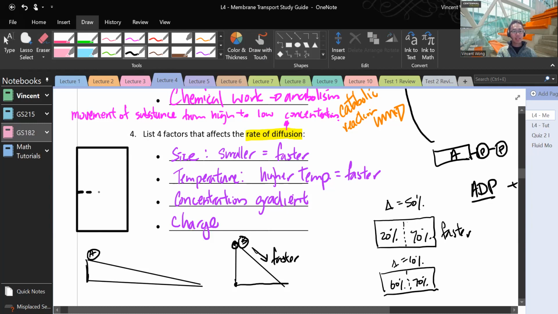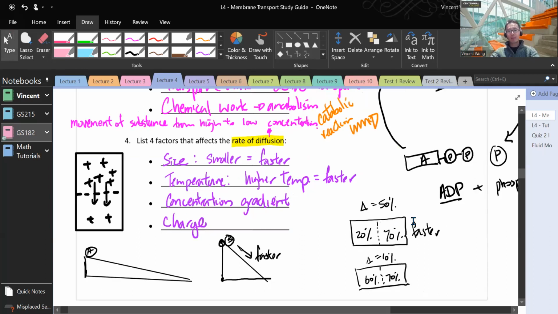So here is the membrane, okay? And let's just say you have a bunch of positive charges here, okay? So what happens is, because there's high concentration here and low concentration there, they will go through. But in addition to that, all the positive charges will be repelling each other. So they would have an additional push, right? To make these positive go to the other side. Okay, so charge will definitely play a role in terms of the rate of diffusion.